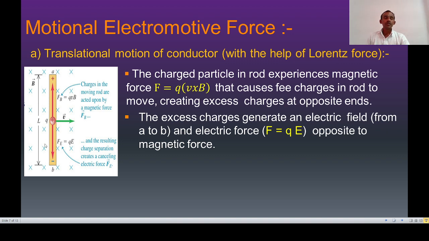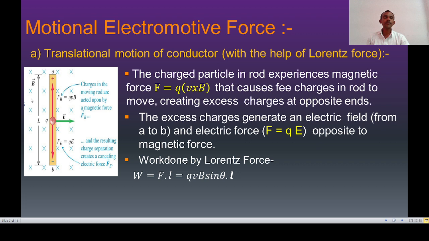Now when we move this charge Q through length L in magnetic field B, there must be work done, and this work done is given by F into L. And we know from the above relation that F is equal to Q V B sine theta, and here it is into L. Therefore, we can write work done is equal to Q V B sine theta into L.